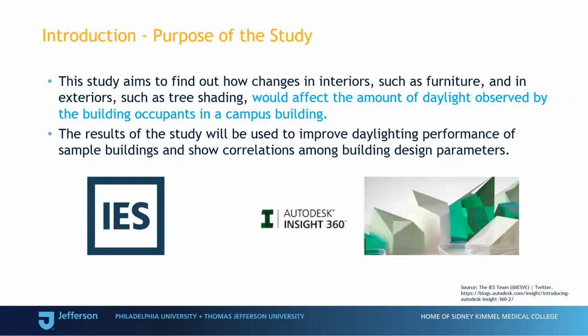So this study investigates how changes in interior, such as shading and furniture, and in exterior, such as vegetation and trees, would affect the amount of daylight observed by the building occupant in a campus building, by using two software applications: Radiance from IES and Insight from Autodesk. The result of the study will be used to improve daylighting performance of the sample building and show correlations among building design parameters.